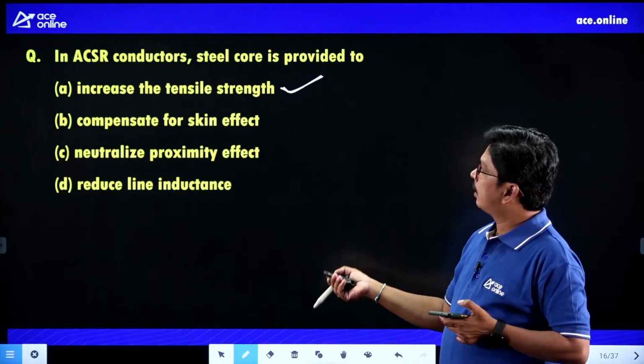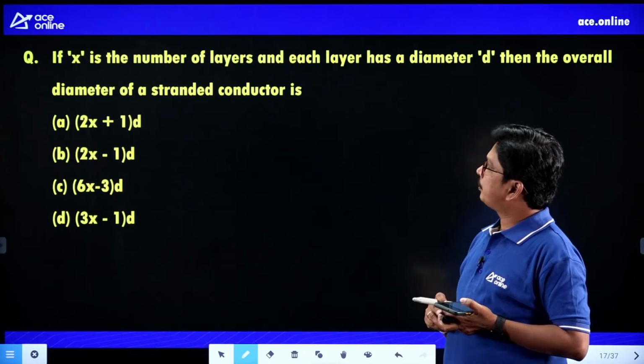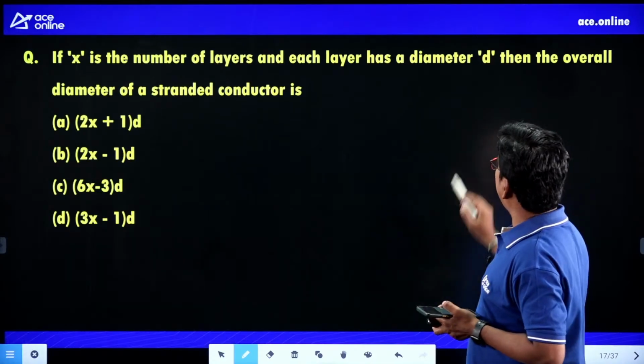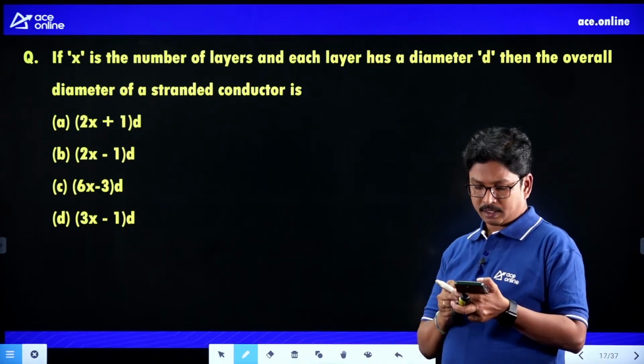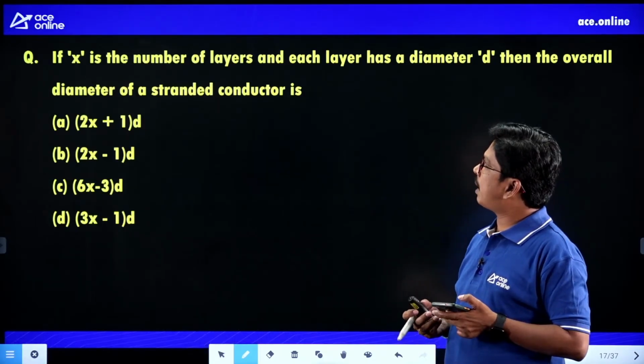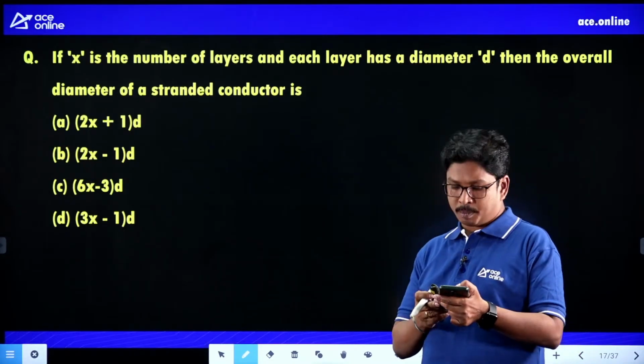Right. Next question. If X is the number of layers and each layer has a diameter d, then the overall diameter of stranded conductor.